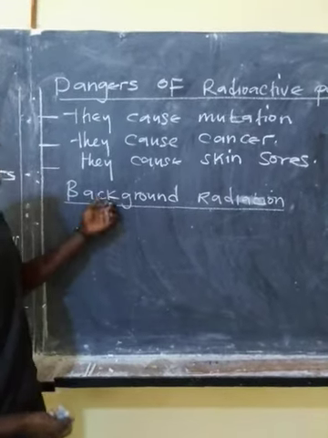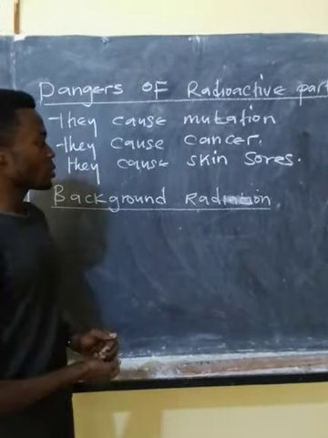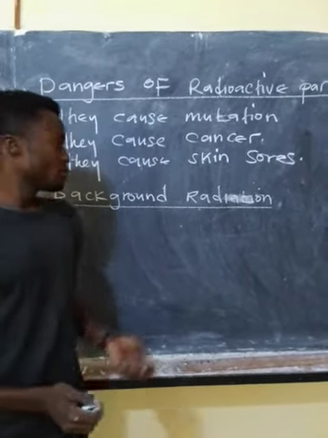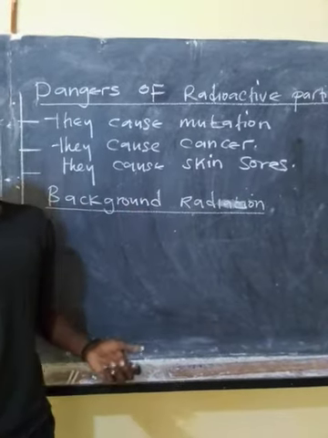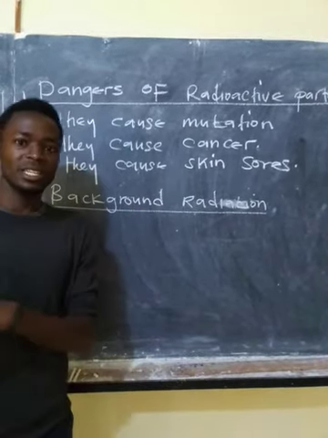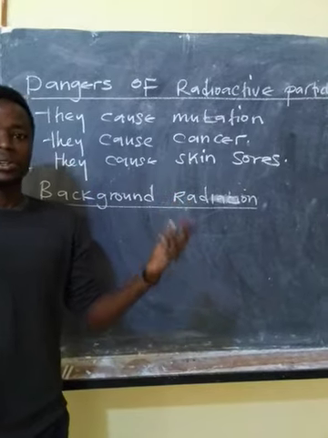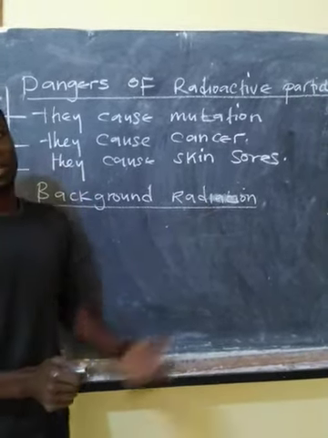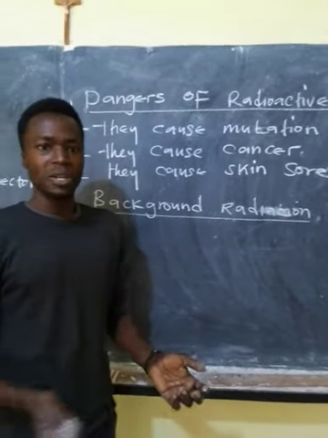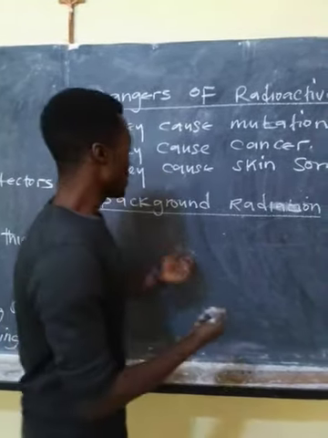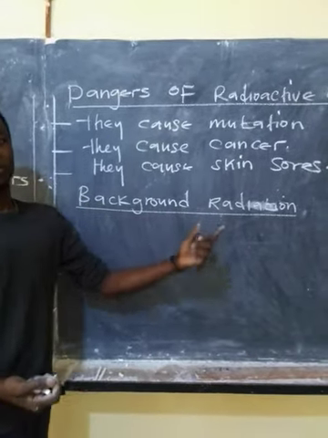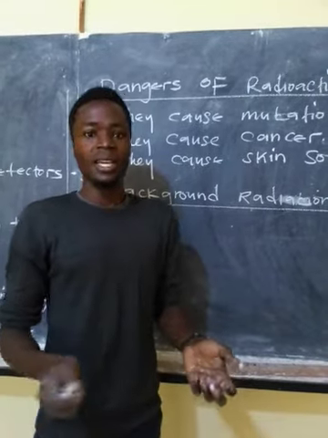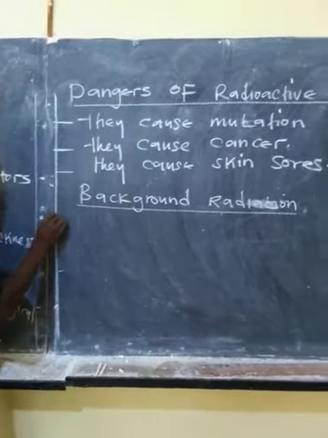So the other thing that you're supposed to put into consideration is that we have background radiation. So how do we define background radiation? It's not always that some radiations can be coming from where we don't know, but in the environment where we are, there are some radiations that we cannot run away from. So we call those radiations background radiations. Radiations that just exist in the environment. They are just there.